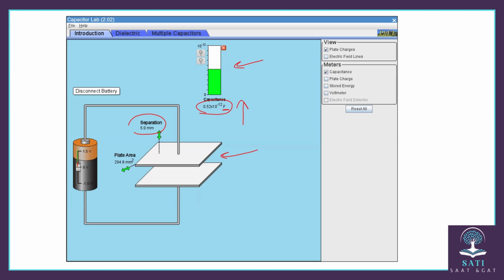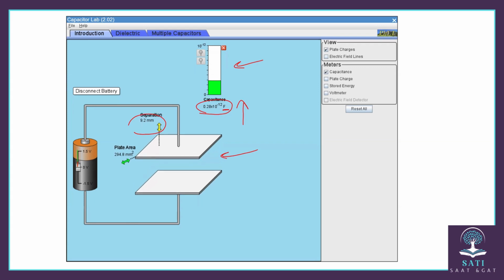If we increase the separation, keep an eye on the capacitance. What will happen? Does it decrease or increase? It was 0.52. Now it becomes just 0.26. So that means if we increase the distance between the two plates, capacitance will decrease.